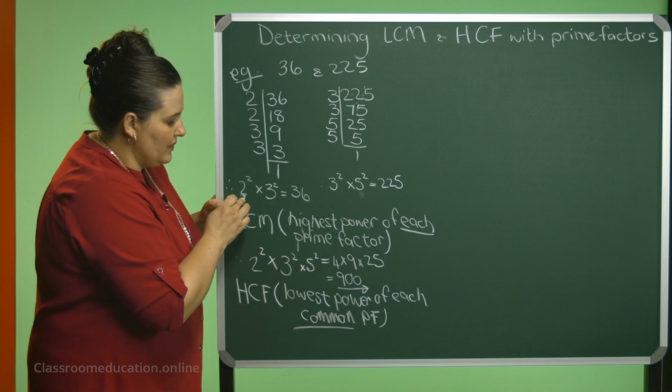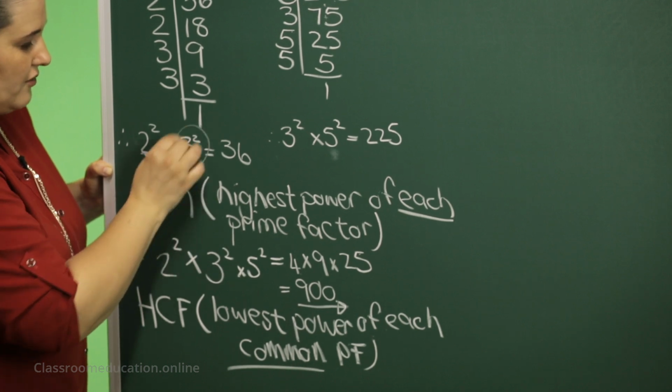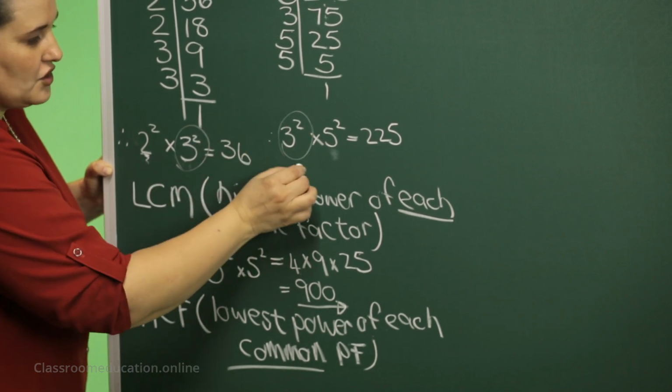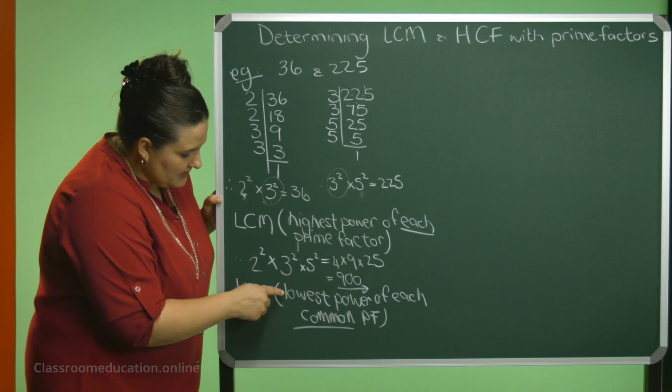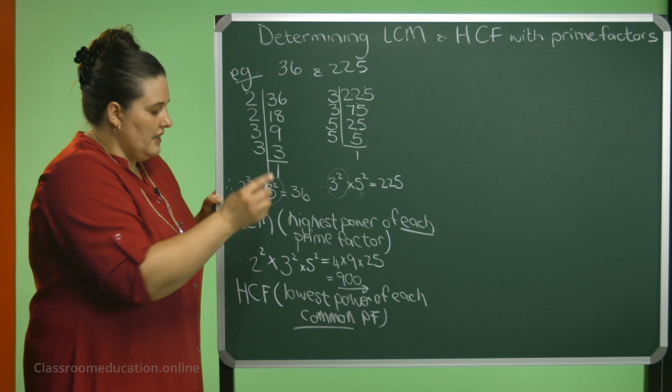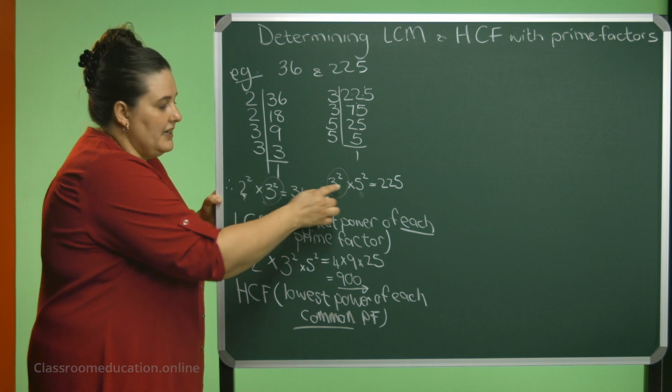I have a 2, 3. I have 3 squared, and I have a 5. So what's common? The 3. But what is the lowest power of each? The 3 is here twice, and it's also there twice.